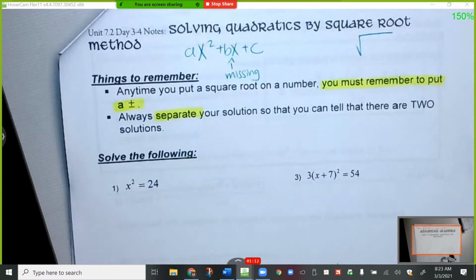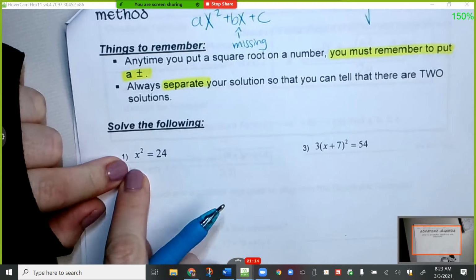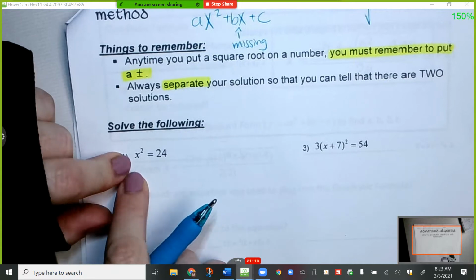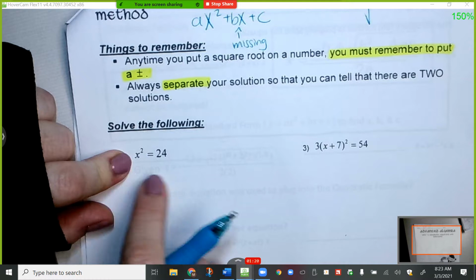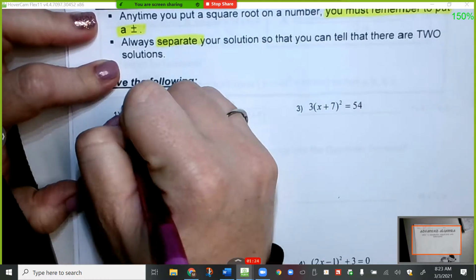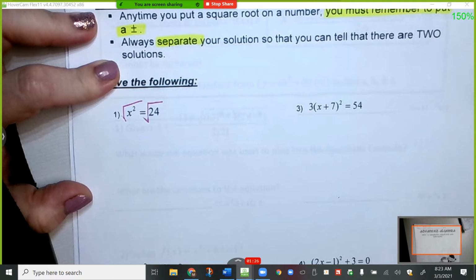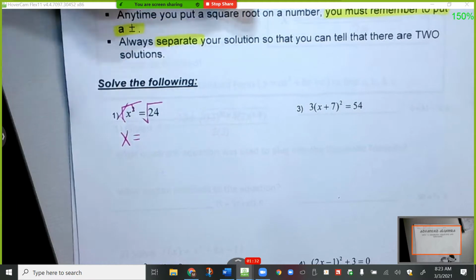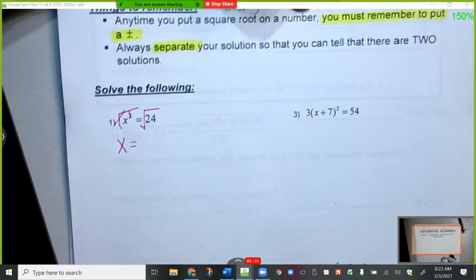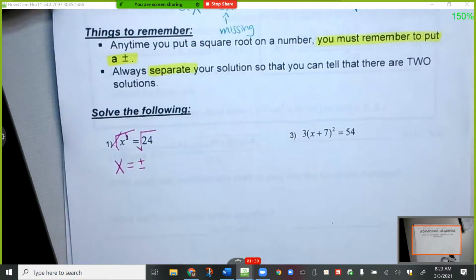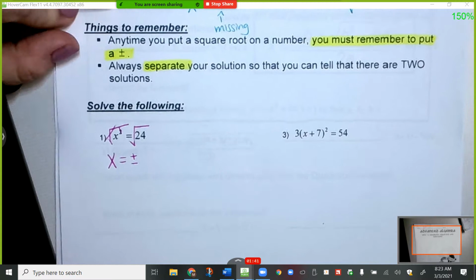If you look here, it's already set up. What's squared is alone, so that's your first step: always get whatever is squared alone. X squared is alone, and there's 24 on the other side. So we're just going to take the square root of both sides. Square root cancels squared, so on the left, all we have left is x. Now remember, when you take the square root of a number, you must put a plus or minus. So I know that I'm going to have a plus or minus, and we need to figure out what 24 simplifies to.